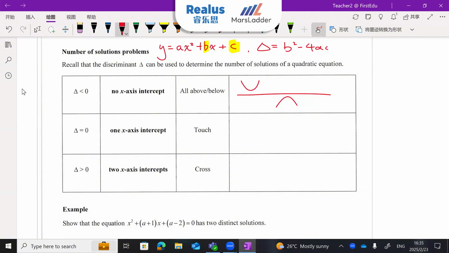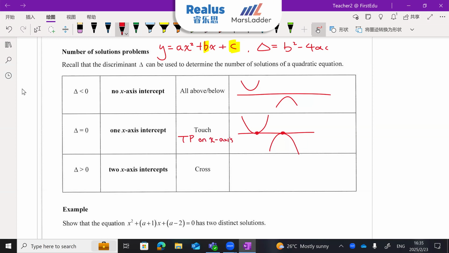Discriminant equals 0 means one solution, which means one intercept. We call this touching. Positive touches at the turning point, concaving up, or negative touches at the turning point as well, concaving down. So one x-axis intercept not only tells you there's one solution, it also says that the solution is a turning point. The turning point is sitting on the x-axis.